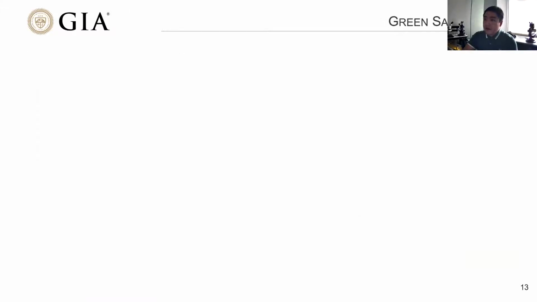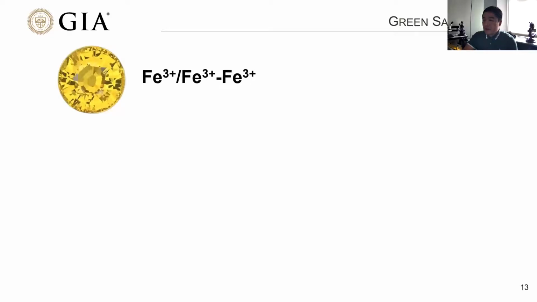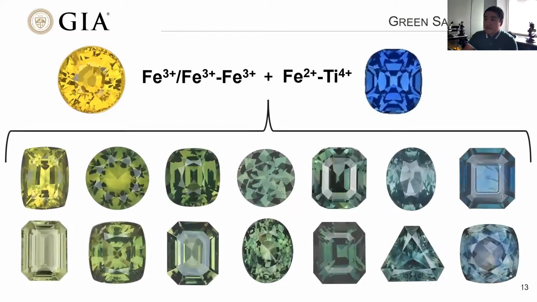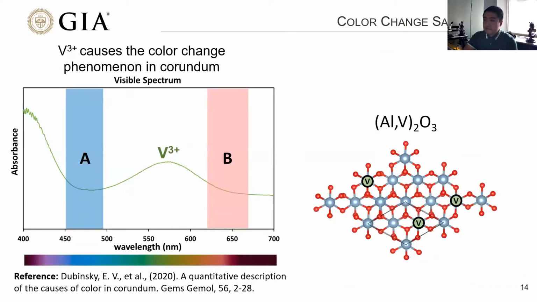Now we know Iron 3+ causes yellow in corundum, while the iron-titanium pair causes blue in corundum. The yellowish-green, green to blue-green color in corundum is caused by a combination of these two chromophores. Whether the green hue is more yellowish or more bluish depends on the concentration of these two chromophores.